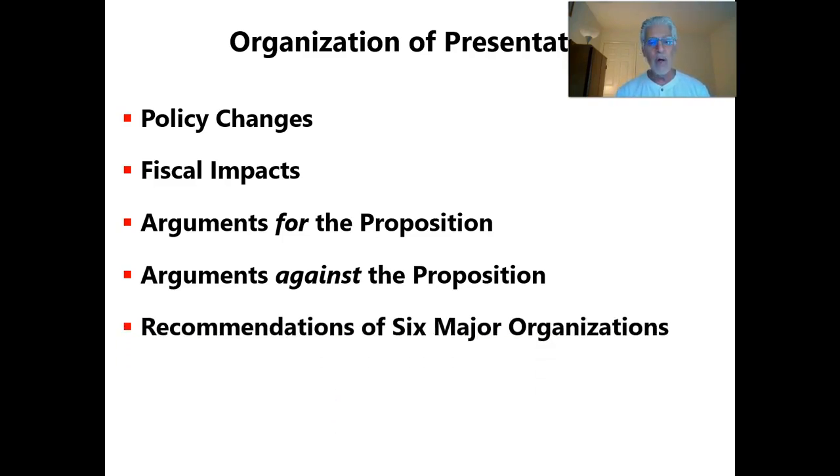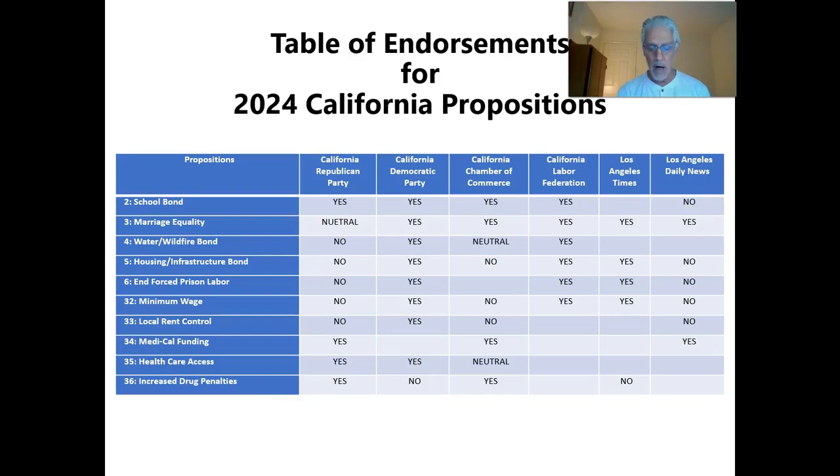Following that, we provide the recommendations of 6 major organizations, and you can see here what they are. We've provided the recommendations of 3 conservative organizations and then 3 liberal organizations. So the California Republican Party, the California Chamber of Commerce, and the Los Angeles Daily News tend to be on the conservative side. The California Democratic Party, the California Labor Federation, and the editorial board of the Los Angeles Times tend to be on the liberal side.